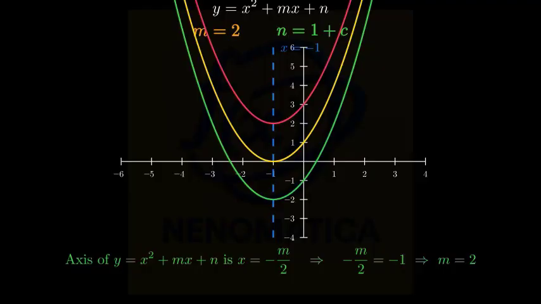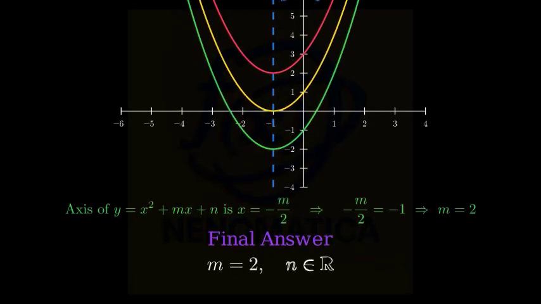To conclude, the parabola y equals x squared plus mx plus n has axis x equals negative 1 if and only if m equals 2. The parameter n is free and simply moves the parabola up or down. So the complete description is m equals 2 and n is any real number.